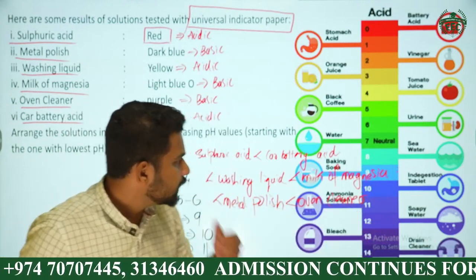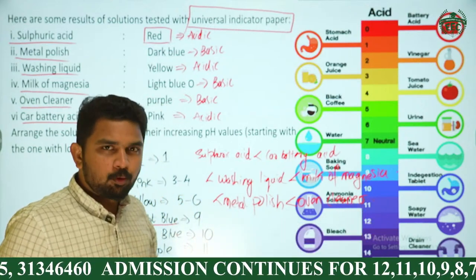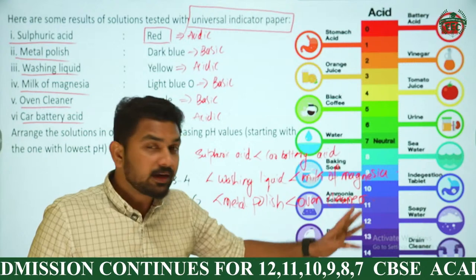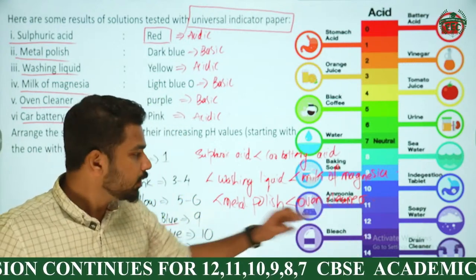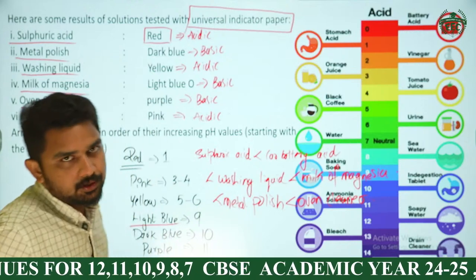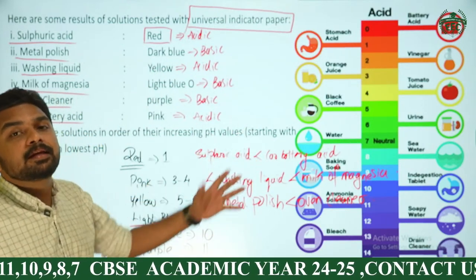And there are indigestion tablets and ammonia solution. Soapy water is there. Soapy water, you know that it is basic in nature. So it has pH value 12, and it is dark blue. It is dark blue and purple color, right? Yes, bleach is there and drain cleaner is there. So this is all about the universal indicator.